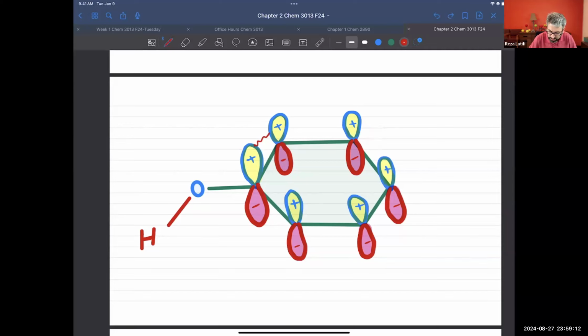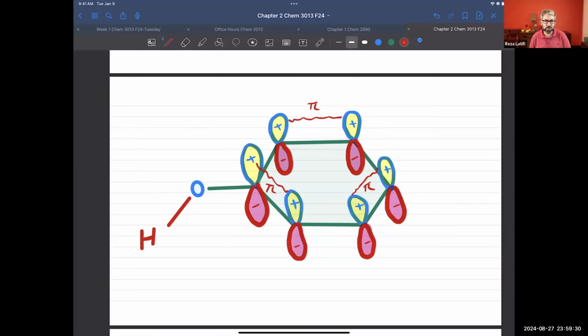Or I can start from here. I'm going to say those two will give me one pi bond. Here I get the second pi bond, and then there I get the third pi bond. So I managed to get 3 pi bonds there.